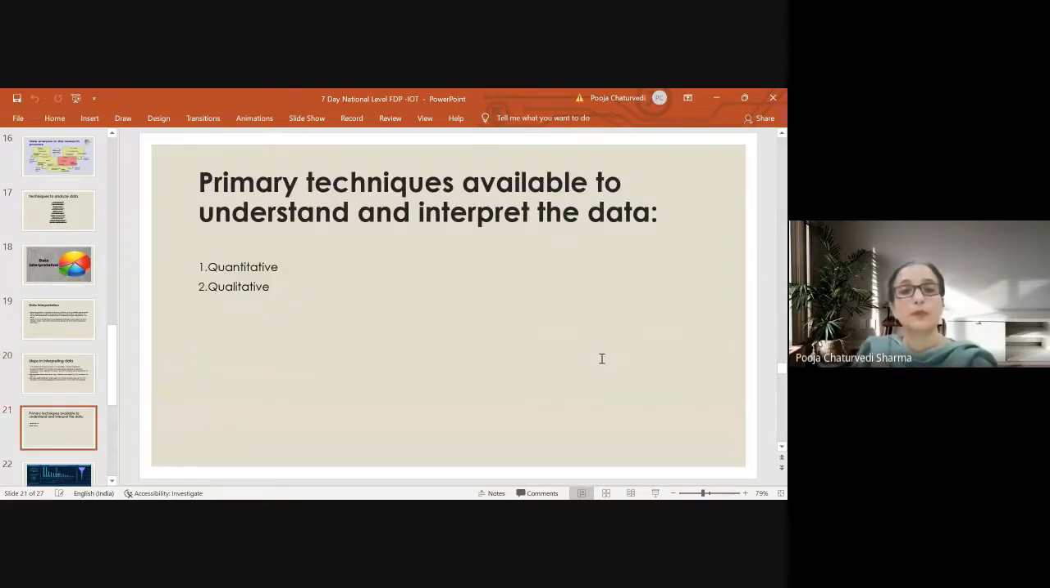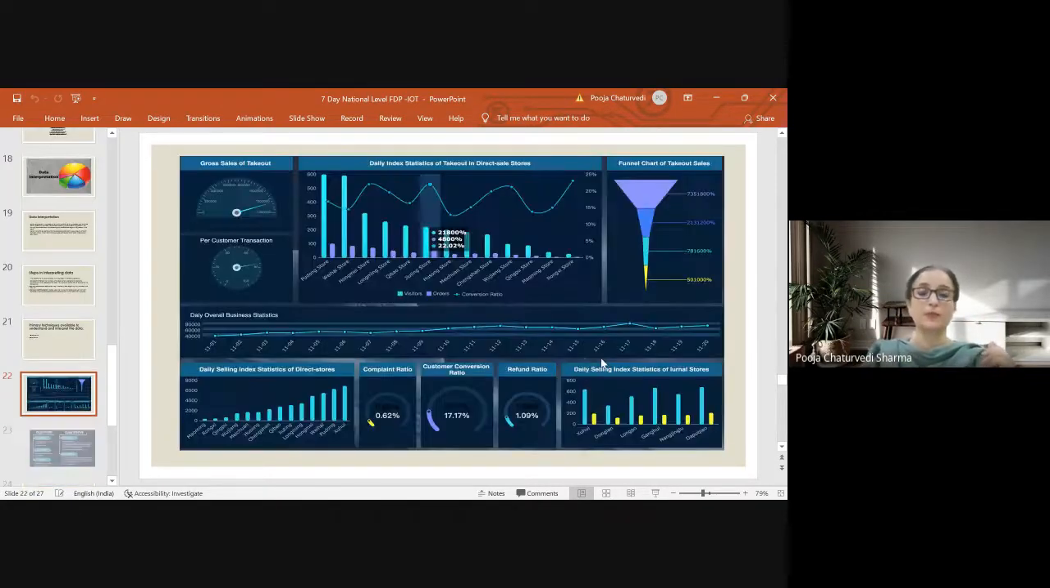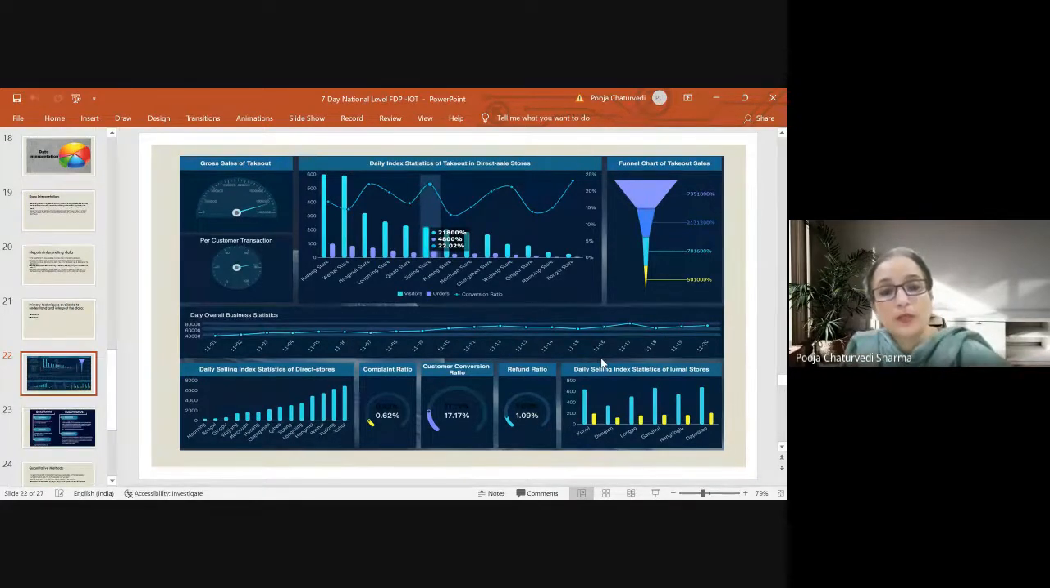So when we talk about the techniques for data interpretation, there are two techniques: qualitative and quantitative. Just have a look at these figures. See, these are different figures. The figure on my extreme left shows gross sales of takeout, then per customer transaction, then daily index statistics of takeout and direct sales stores, then funnel chart of takeout sales, then complaint ratio, then customer conversion ratio, then refund ratio, and daily selling index statistics of learner stores.